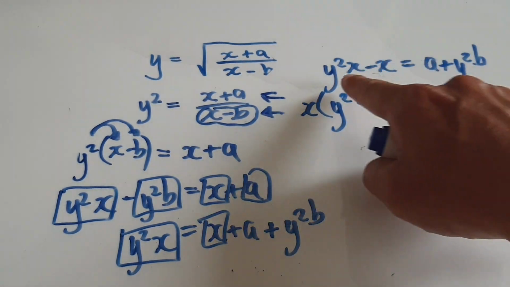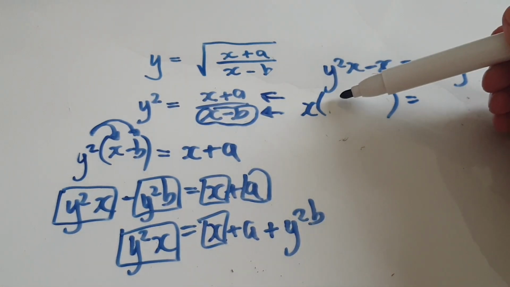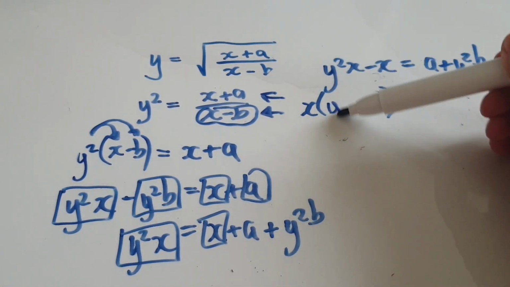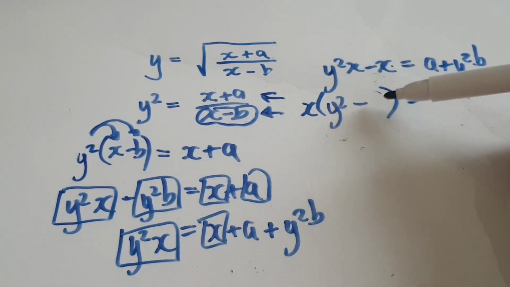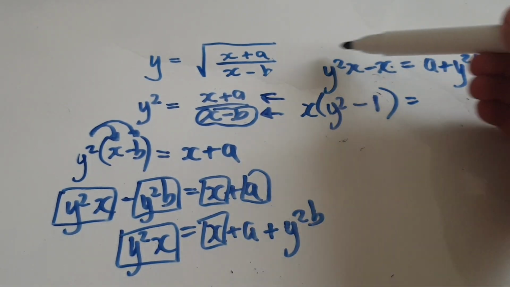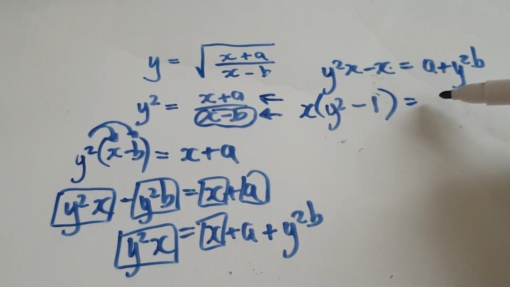Because let's just imagine we didn't know this. So x times what will give me this thing here? It must be y squared. You got a minus here. X times what will give me x? Must be a 1. So when you factorize this, it will then become this. Let's just leave this the same, so this would be a plus y squared b.